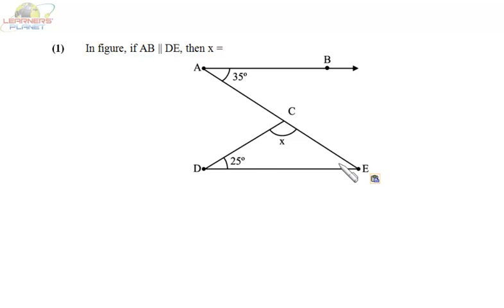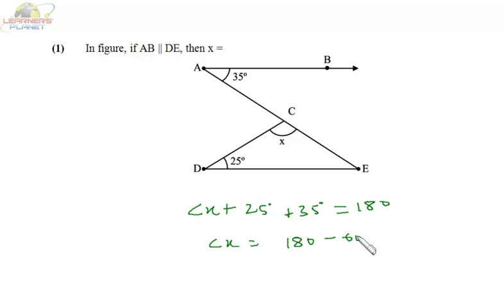Now this angle is 35 degree, this is 25, and we can see a triangle over here. And the sum of the three angles of a triangle is 180 degree. So just write, this is angle X plus this is 25 degree plus this is 35 degree, and in all it is 180. So angle X is equal to 180 minus 60, or we can say 120 degree. Quite simple.